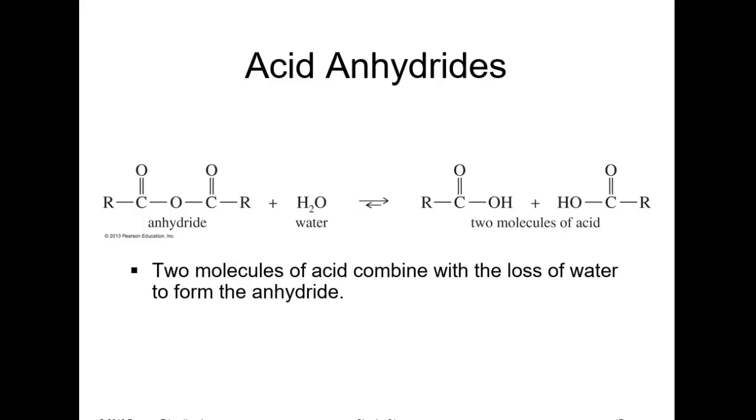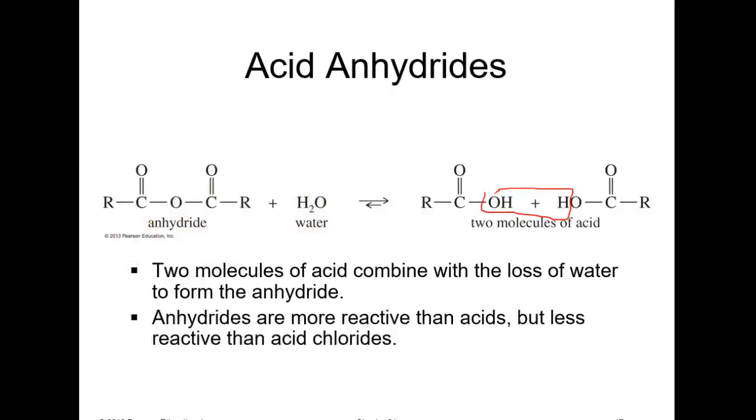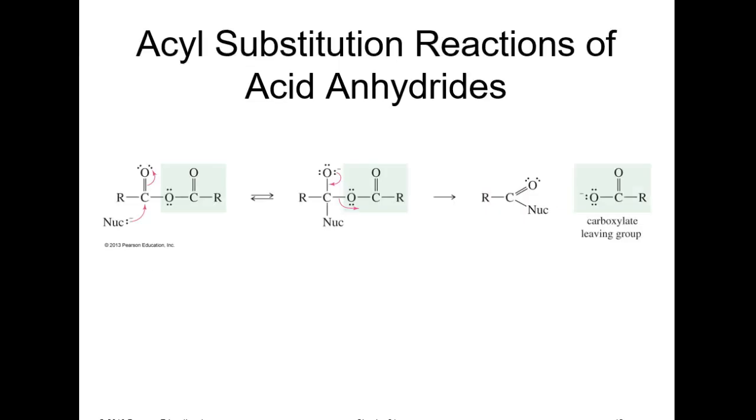It's basically, think of an anhydride as two carboxylic acids hooked together. So if you notice, here's a carboxylic acid, hook these together and get rid of water. Notice if you get rid of water, you'll have the anhydride. But you can actually cleave an anhydride with water. So two molecules of acid combine with the loss of water to form an anhydride. All right, anhydrides are more reactive than acids, but less reactive than acid chlorides. We'll talk about reactivity, I believe, in the next section.